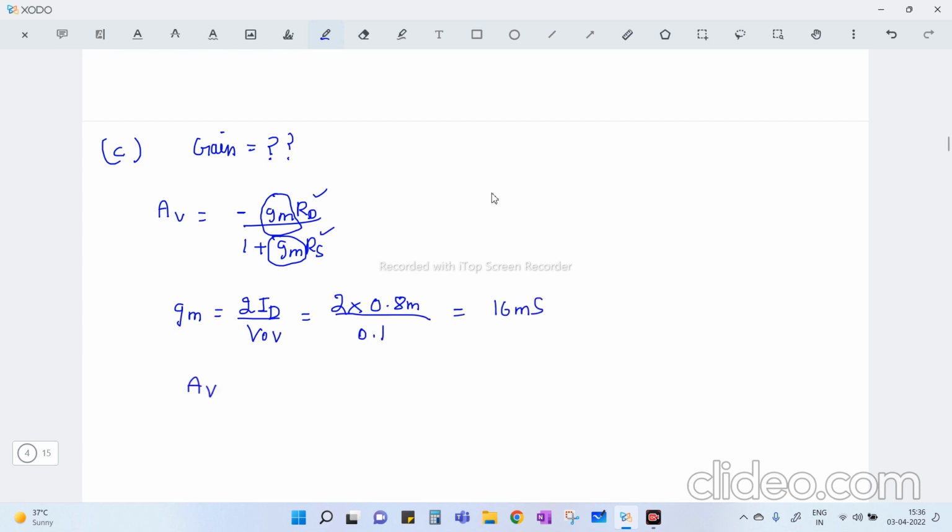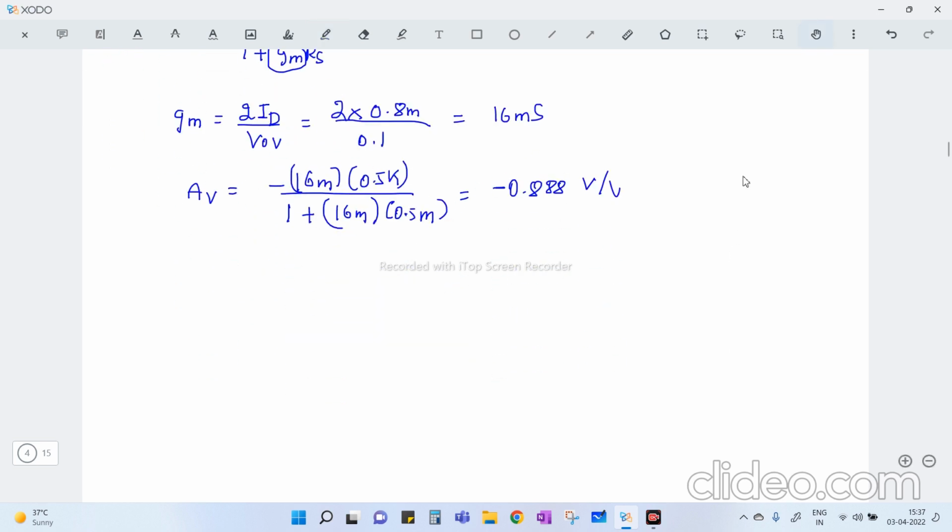So when I substitute all the obtained data into the gain equation, gain is minus 16 milli times 0.5k divided by 1 plus 16 milli times 0.5k. So the gain would come around 0.88 volts per volt. So the final gain is minus 0.8888 volts per volt. This is what was asked in sub question C.